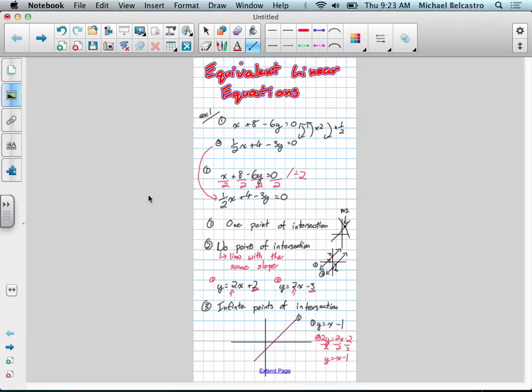These are our three options when you have two lines on a graph. You have one point of intersection, no points of intersection, or infinite points of intersection.